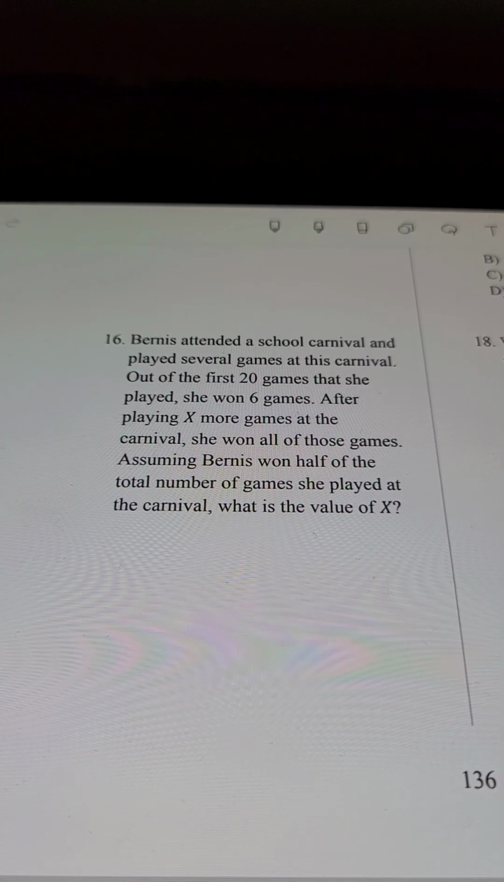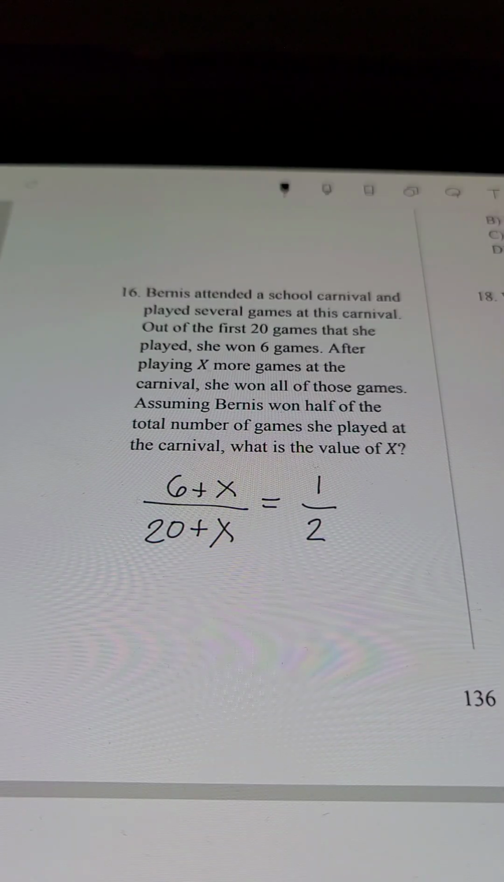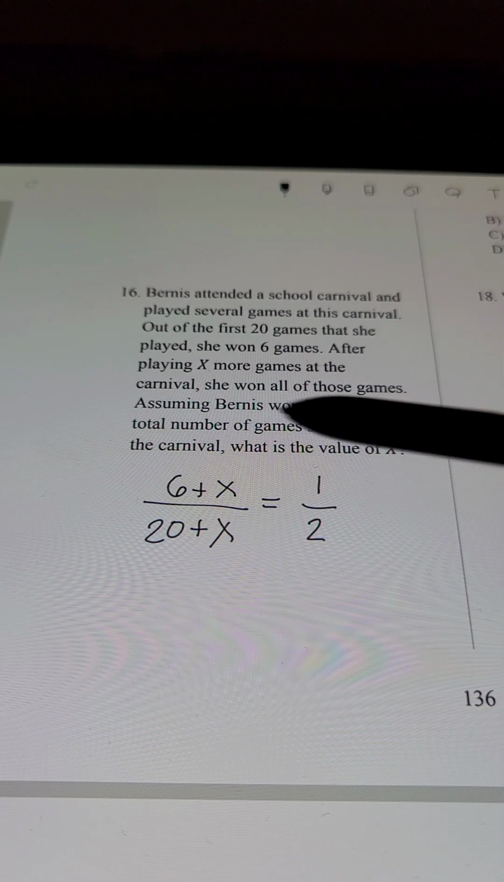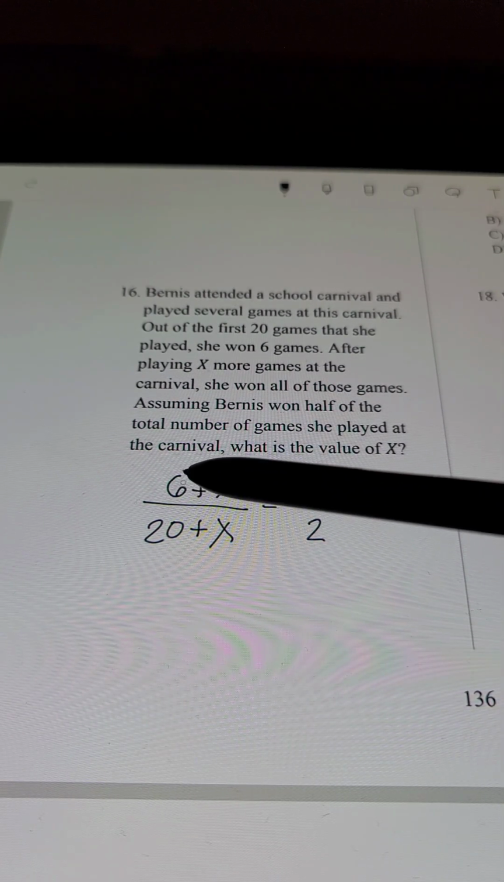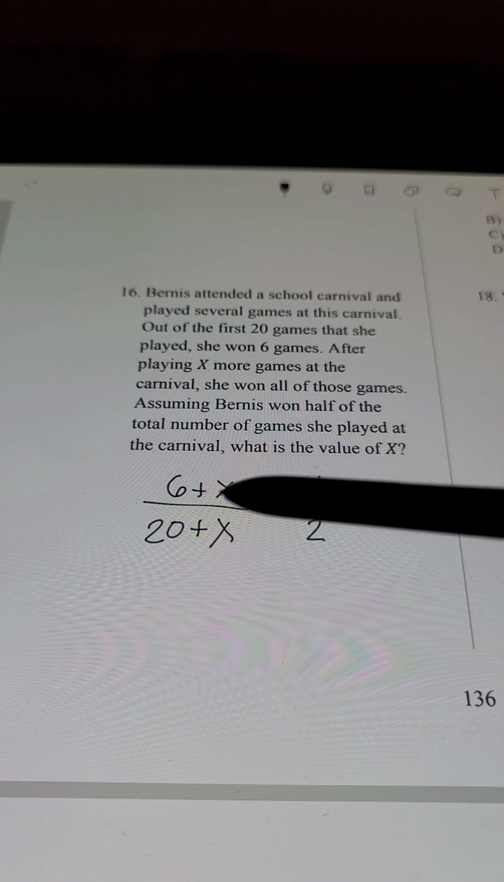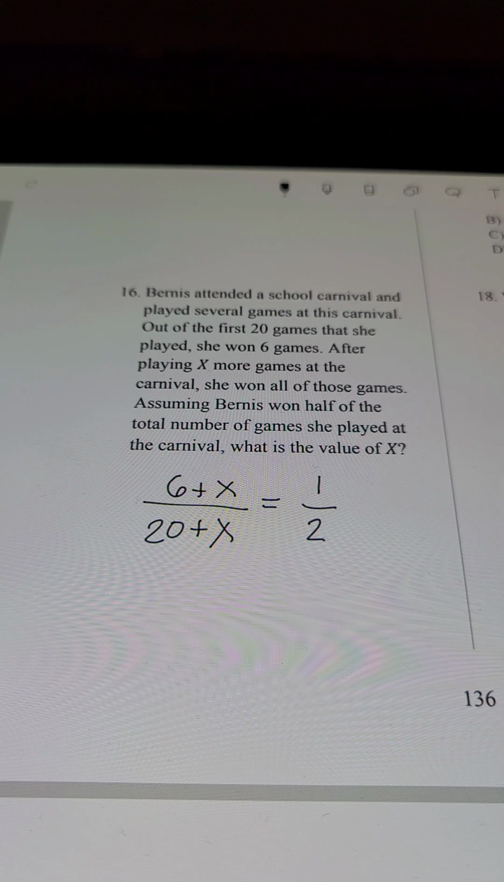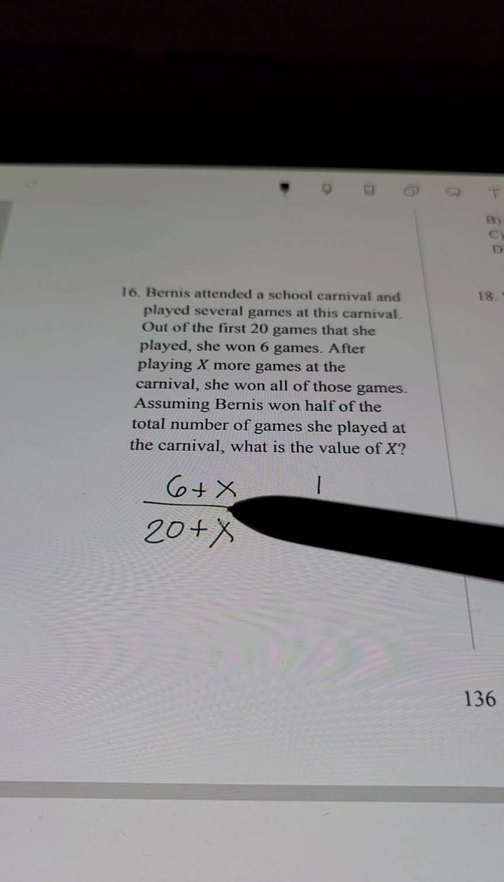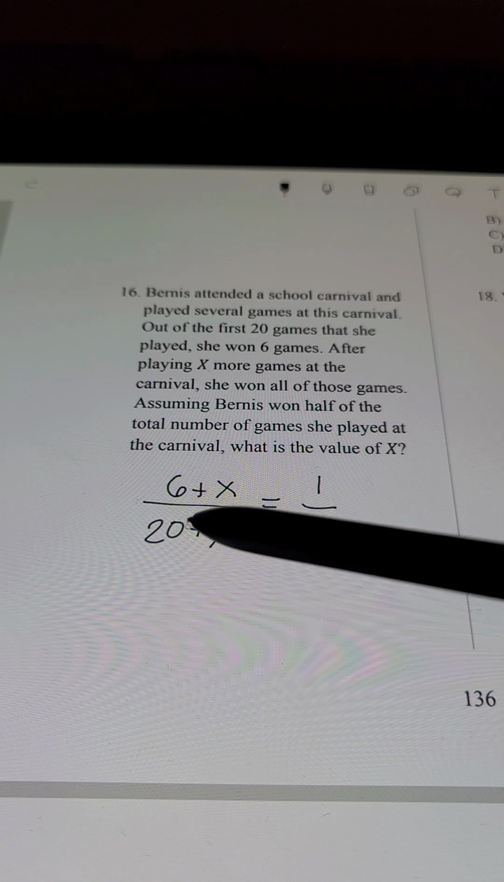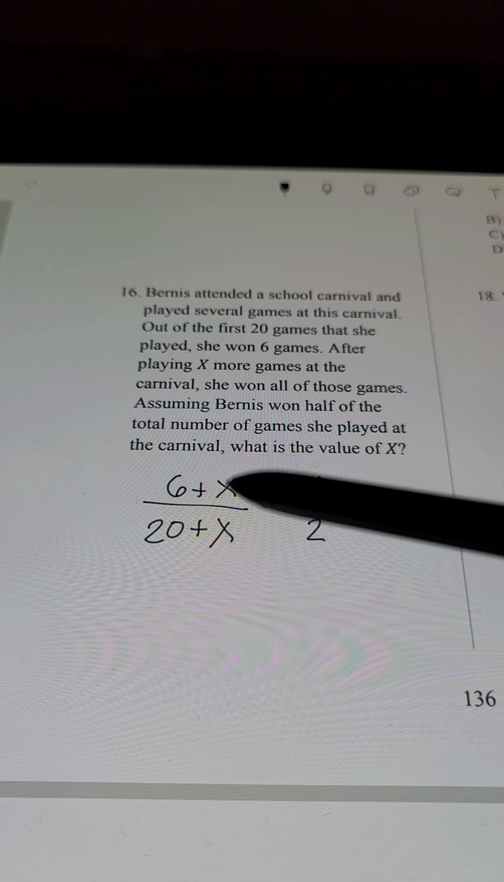Okay, so let's do number 16 now. Pause to read if you haven't already. So if we set up an equation for the scenario, the games that she won in all would be 6 games that she started winning plus the X games that she wins later on because she wins all those games. And then you have to add that onto your total as well because there were 20 games that she was playing in total at first, and then she's going to play X amount of games that she wins all of.